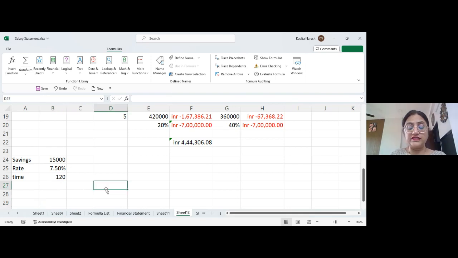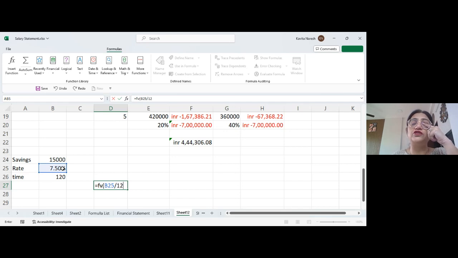So you can calculate it: equal to FV. Now, FV, future value, then rate, this one, same, divide by 12 because this is an annual rate. You should convert it into a monthly rate. Then comma. Now it is asking N per. What is N per? Think about it. N per means time. So you can take the time here.